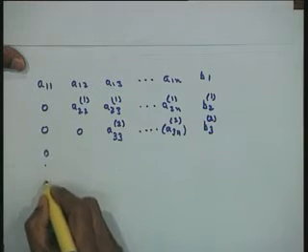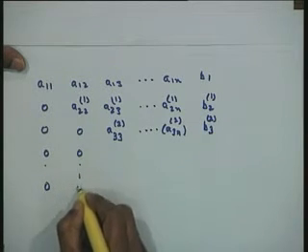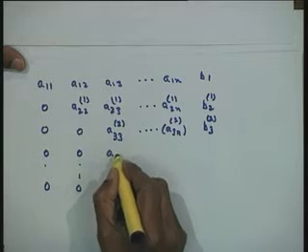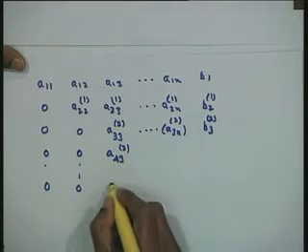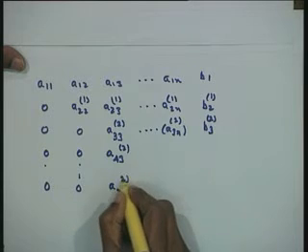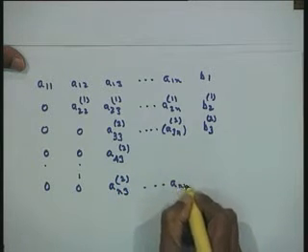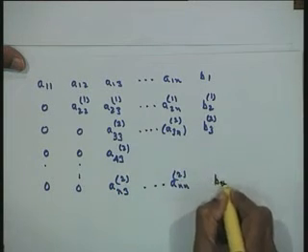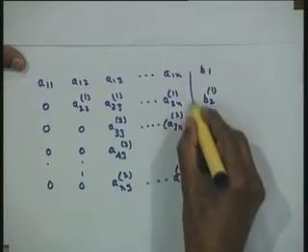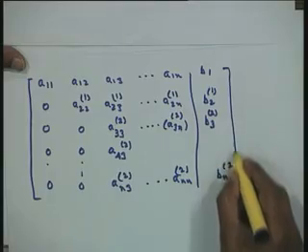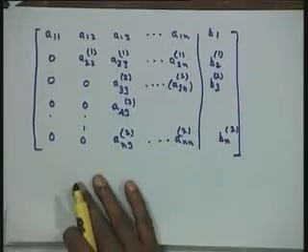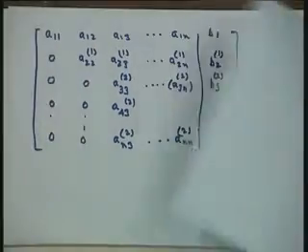Now I have got zeros over here. I got zeros over here, and now I have got the elements over here. This is your A32 of 2 and so on. This is your An3 of 2, Ann of 2, Bn of 2. So after the second step, I would then have this as my new matrix.